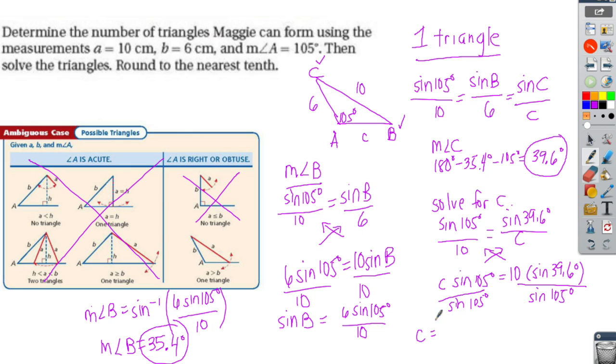So we can actually find side C by evaluating the following. Make sure you enter this carefully into your calculator, and double check your values and your decimals. Rounding to the nearest tenth, side C is going to be 6.6 units.